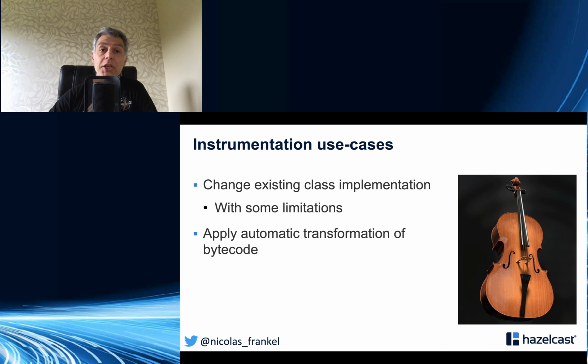And with instrumentation, you can do very interesting stuff. The thing that we will do here is, of course, we will change the existing implementation of the class. Of course, there are limitations that you cannot overcome, but still you can do a lot. Or otherwise, you can apply automatic transformation of bytecode. So when a class is loaded into the JVM, then you can do something automatic and always the same, just like adding attributes or whatever.